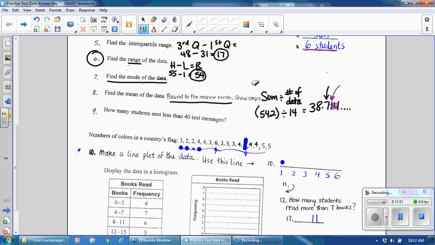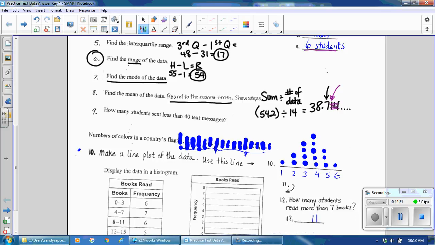Now I'm going to count the number of 2s. 1, 2, and then how many 3s? 1, 2, 3, 4. How many 4s? 1, 2, 3, 4, 5. How many 5s? 1, 2, 3. And how many 6s? 1.